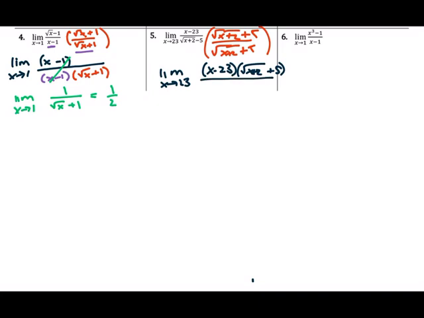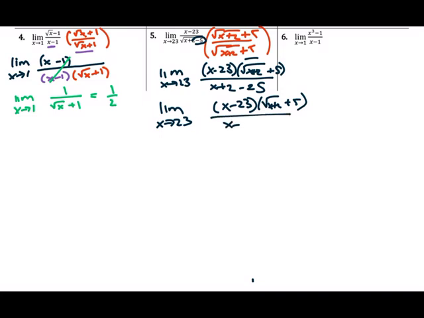over, in the denominator, the square root of x plus 2 times the square root of x plus 2 is x plus 2. Negative 5 times positive 5 is minus 25. So this is going to simplify to be x minus 23 times this radical, or this conjugate, over x minus 23. And those factors are going to divide out to be 1.